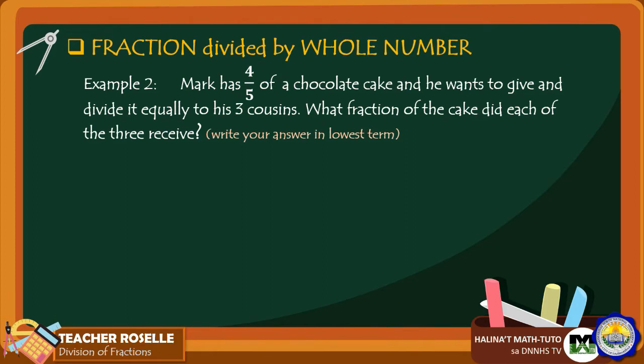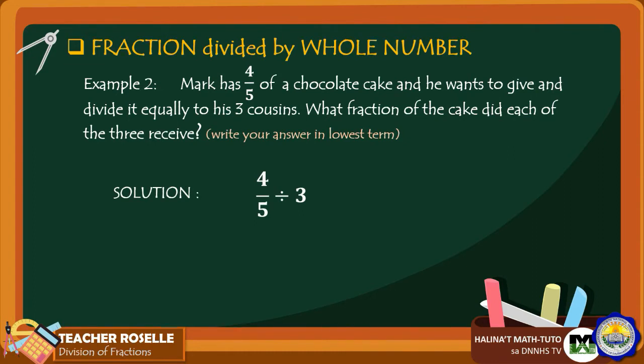Now consider this problem about dividing a fraction by a whole number. Mark has 4/5 of a chocolate cake, and he wants to divide it equally among his 3 cousins. What fraction of the cake did each of the 3 receive? Let's try to analyze first the given problem. Since Mark has 4/5 of a cake and he wanted to divide it to his 3 cousins, we need to solve for the quotient of 4 over 5 divided by 3.